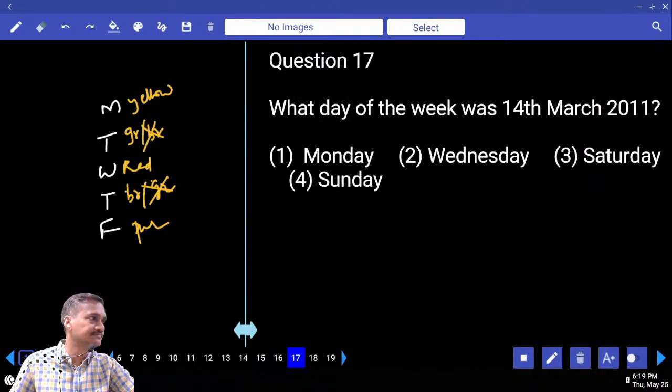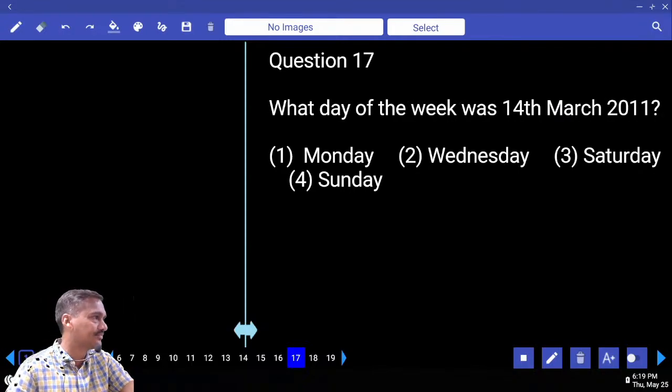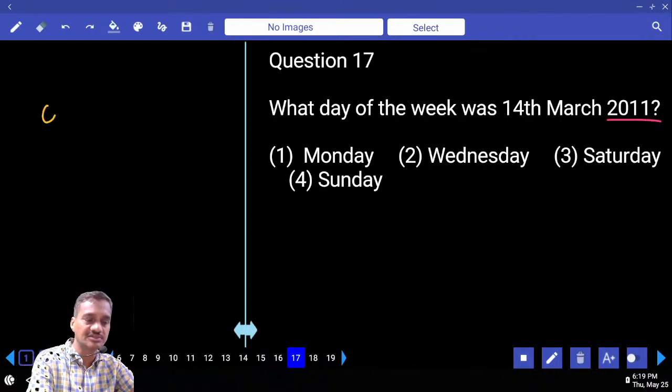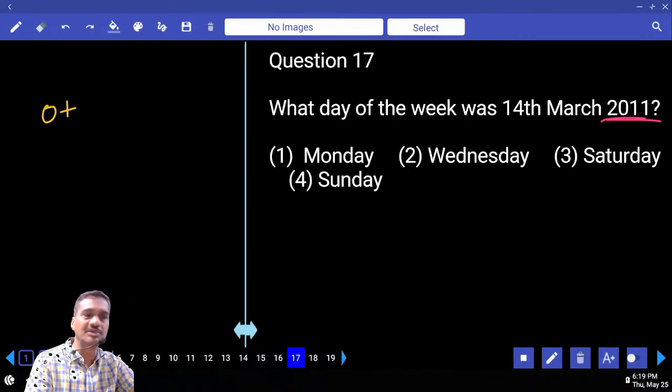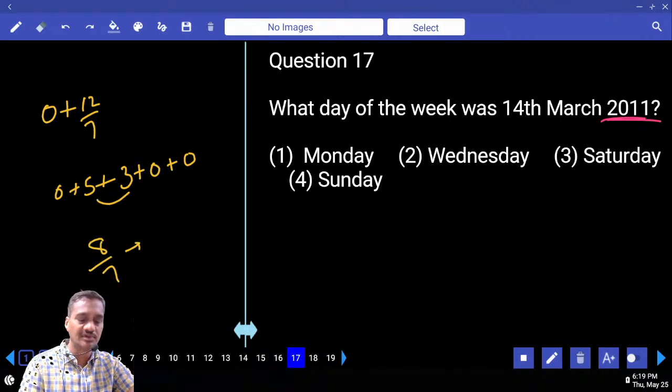Then the 17th one. What day of the week was 14th March 2011? Now, 2000 years have 0 odd days. Then the next is 2010. In these 10 years, how many leap years are there? 2. Total number of odd days, 10 plus 2, 12. 12 divided by 7 leaves 5. So 5 days. 2010 is over. Now 2011: January 3, February 0, March 14 is 0. 5 plus 3, 8. 8 divided by 7 leaves 1, which is Monday.